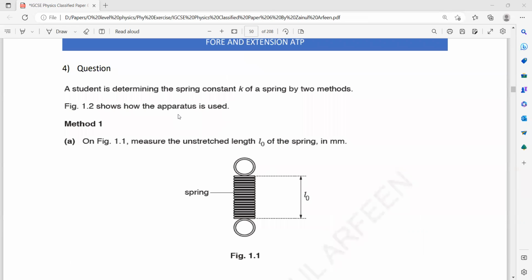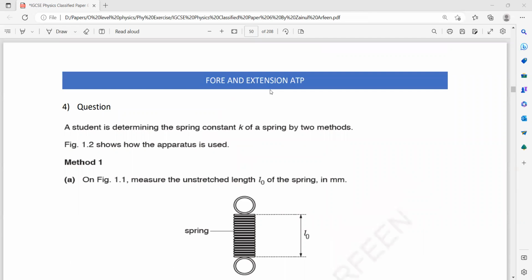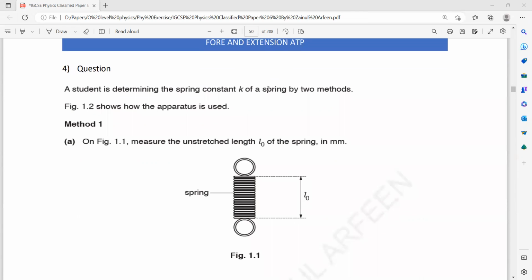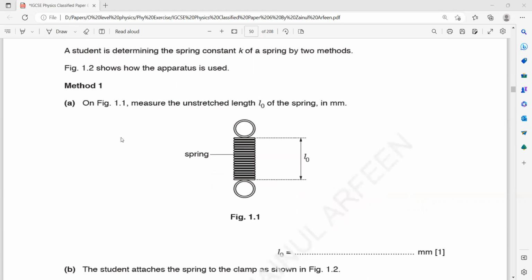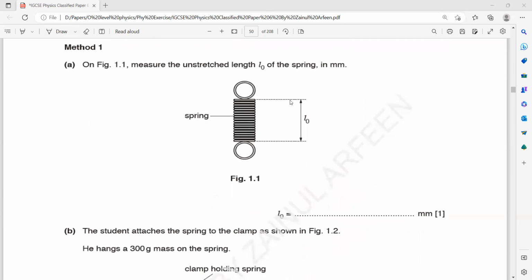Moving on to question 4. A student is finding the spring constant of a spring by two methods. Figure 1.2 shows the apparatus used for method 1. On the figure, measure the length of the unstretched spring. What is the length of this spring, which is unstretched?